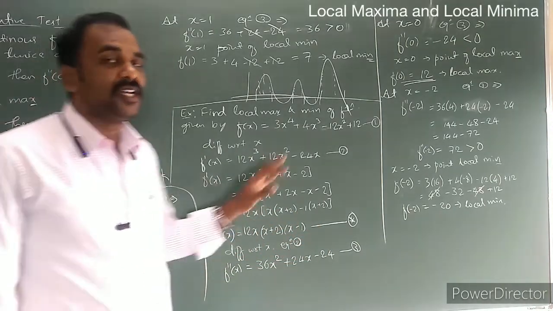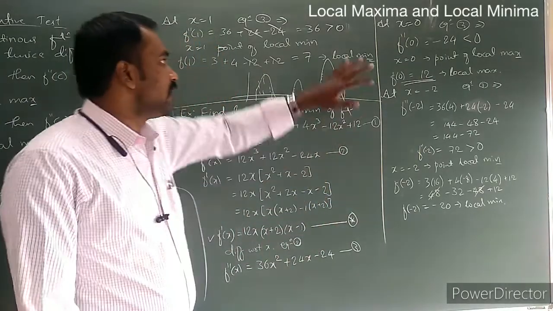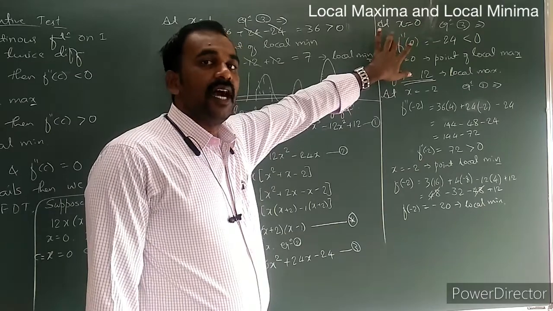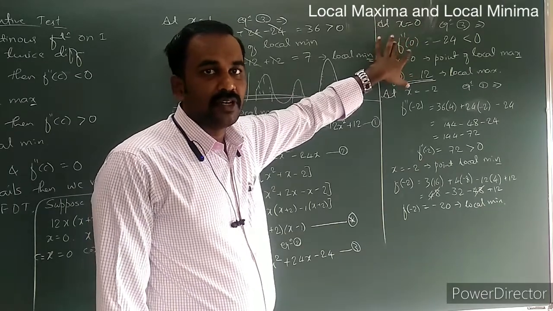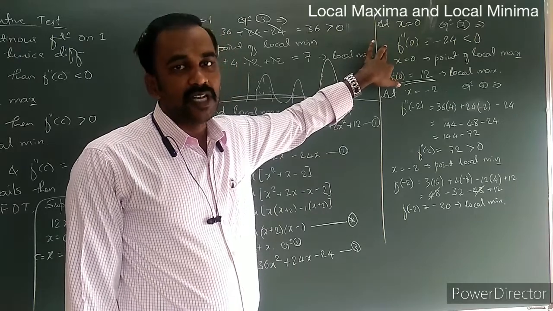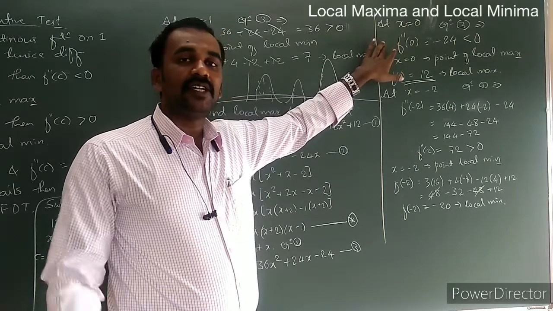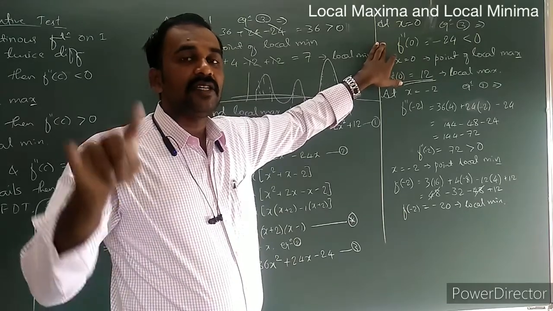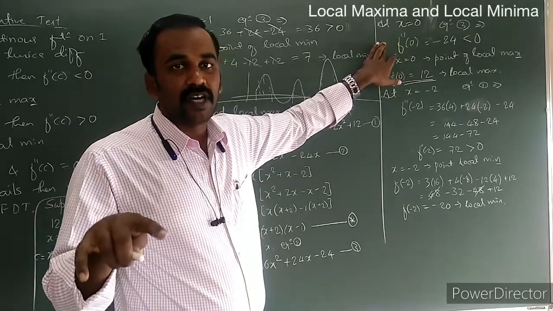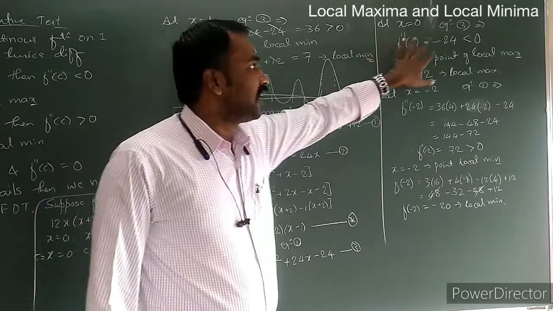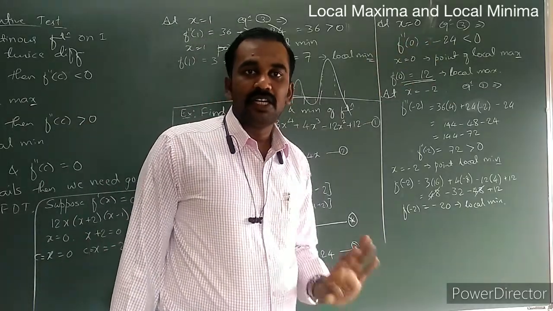After getting the critical points, for all those critical points you have to check the second derivative. At those critical points, check whether the second derivative is positive or negative. If the second derivative is negative, that is the point of local maxima. If the second derivative is positive, then it is a point of local minima.